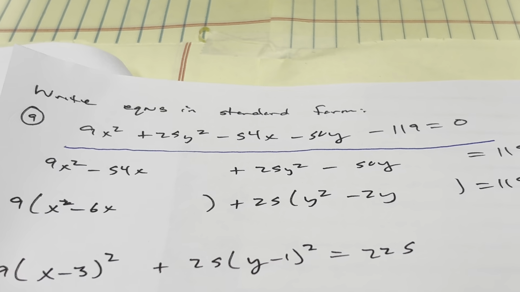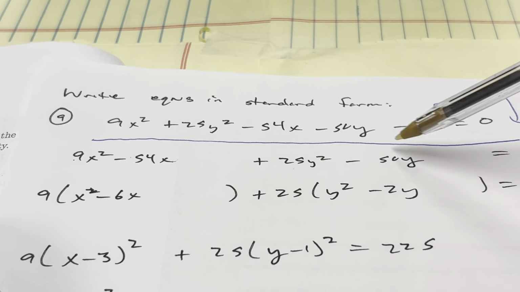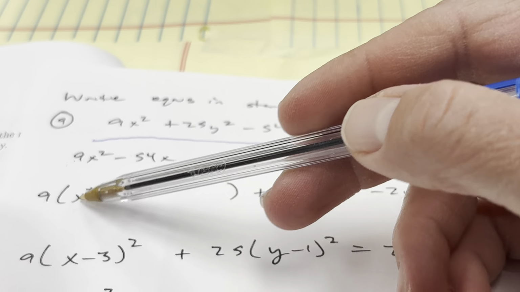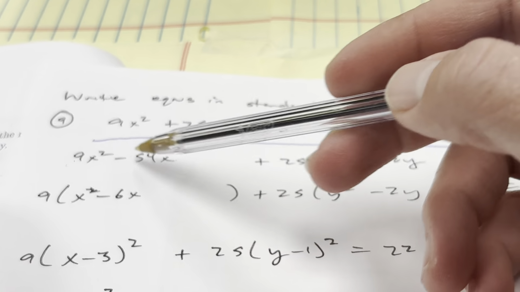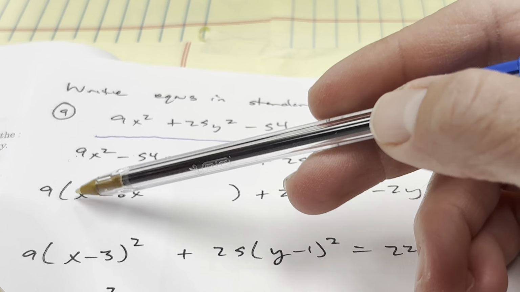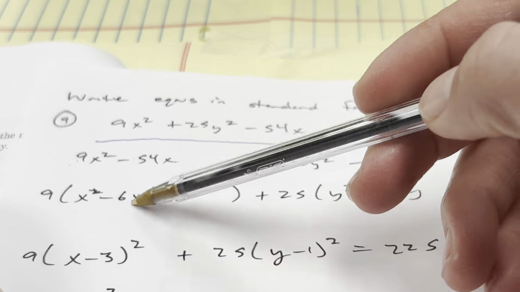So I'm going to get x squared minus 54x, 25 y squared minus 50y. I'm going to factor out the 9 that we have in common here. We kind of did that yesterday with the circle. We definitely have to do that today. In order to do completing the square, you need a single x squared or a single y squared. So I need to factor out the 9 that these both have. Now when I do that, I can complete the square.